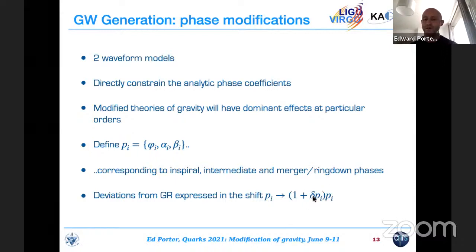So we go back into the data, and for every single phase coefficient, we run a test whereby we keep all of the other coefficients at the general relativity value, and then we perturb one of the coefficients at a particular post-Newtonian order and see if we can measure a deviation from the general relativity predicted coefficients.